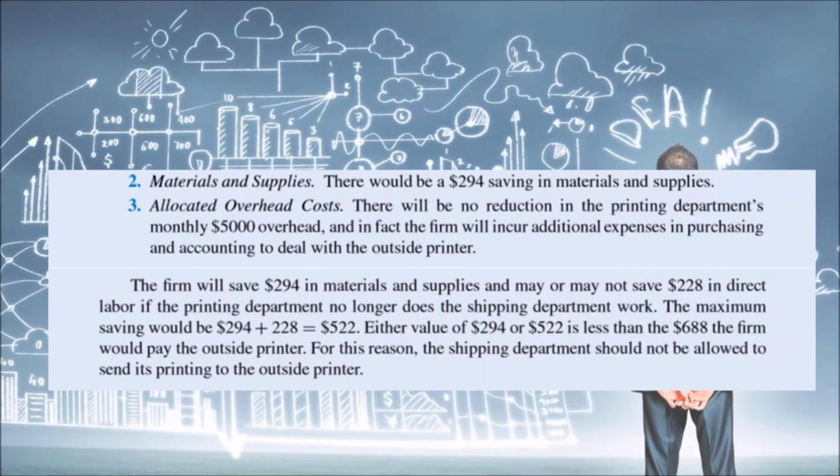The firm will save $294 in materials and supplies and may or may not save $228 in direct labor if the printing department no longer does the shipping department work. The maximum saving should be $522. Either value of 294 or 522 is less than the $688 the firm would pay the outside printer. For this reason, the shipping department should not be allowed to send its printing to the outside printer.